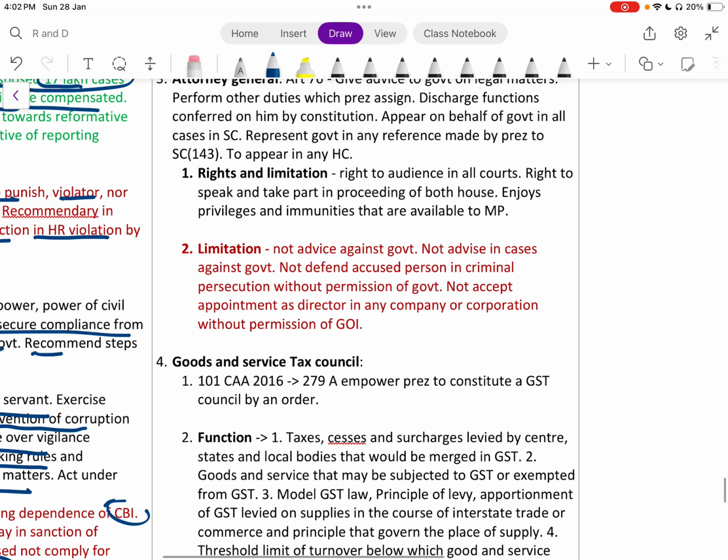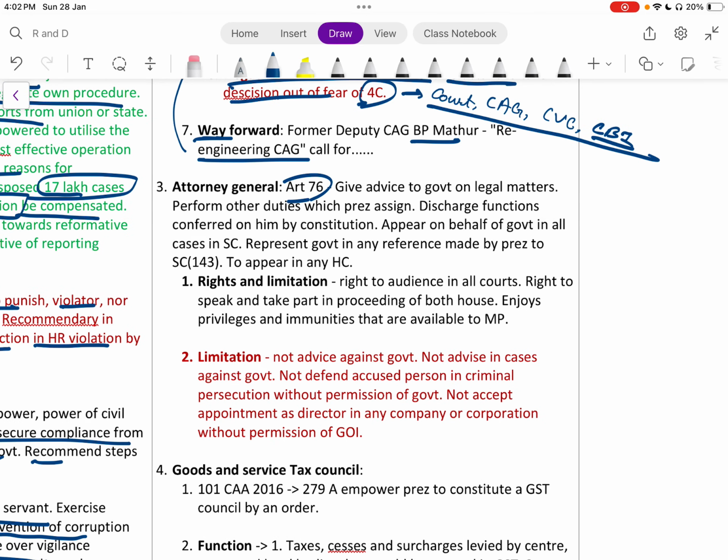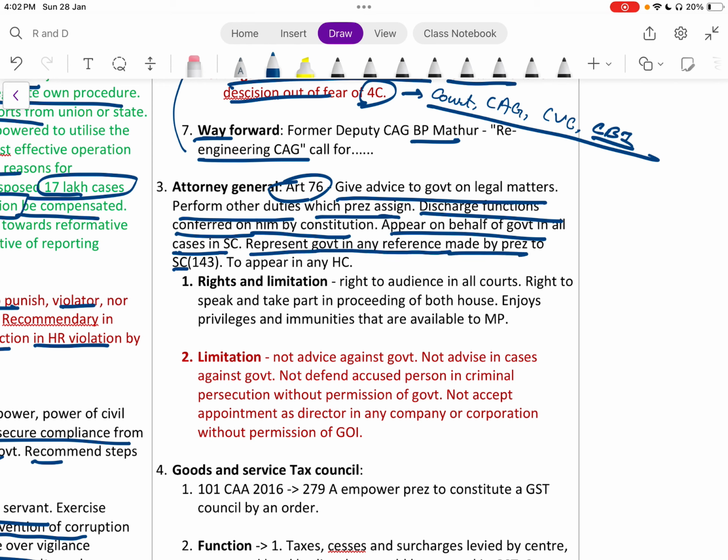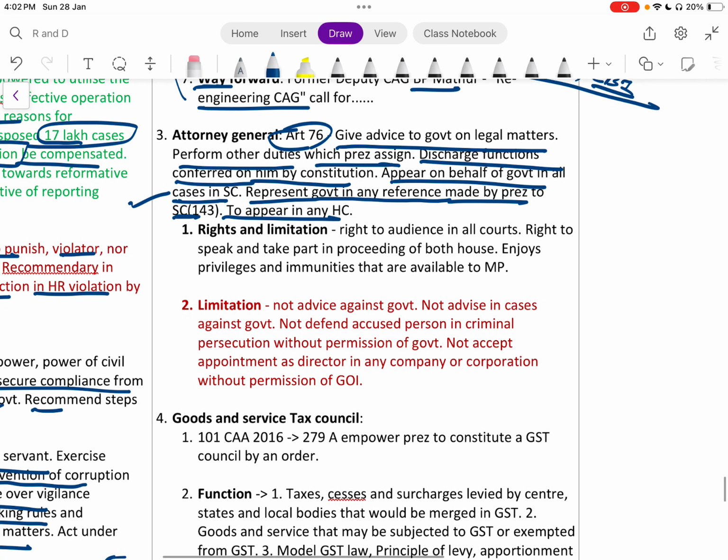Talking about the Attorney General, Article 76: give advice to the government on legal matters, perform other duties which the President assigns, discharge functions conferred on him by the Constitution, appear on behalf of the government in all cases in the Supreme Court, represent the government in any reference made by the President to the Supreme Court, and appear in any High Court. So these are the things.